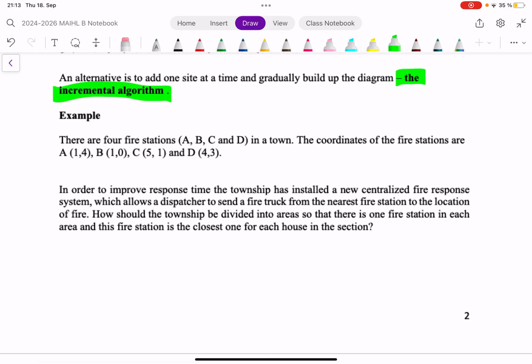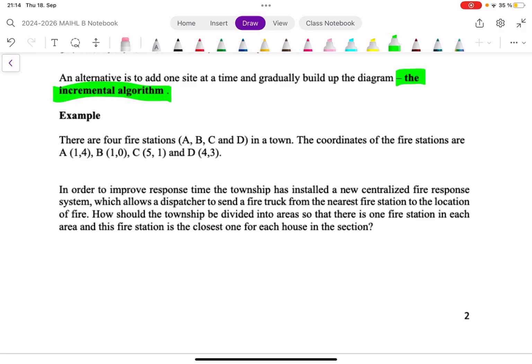Let's take a look at an example. For example, there are 4 fire stations. So we have these fire stations A, B, C, and D in a town. The coordinates of the fire stations are given here for A, B, C, and D. In order to improve the response time, the township has installed a new centralized fire response system, which allows a dispatcher to send a fire truck from the nearest fire station to the location of the fire.